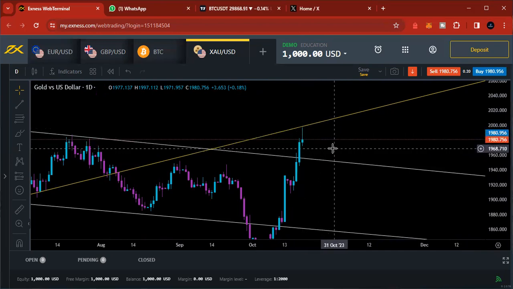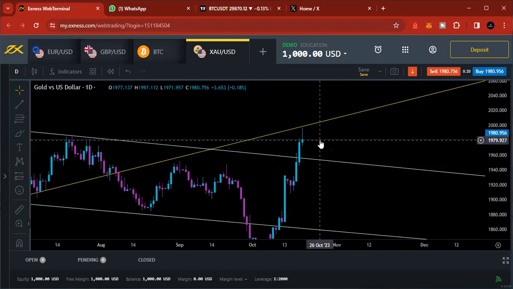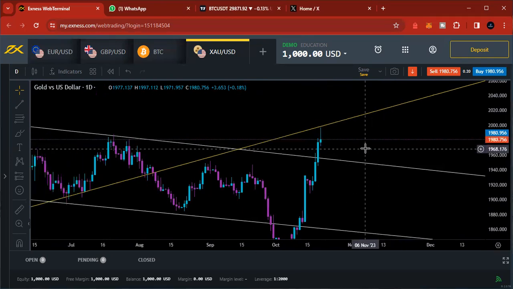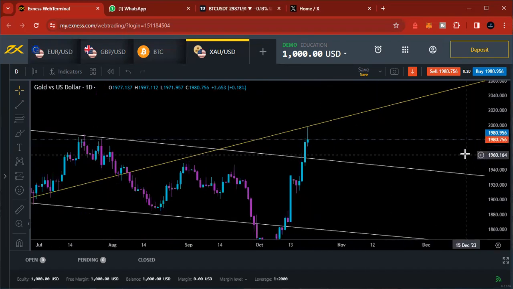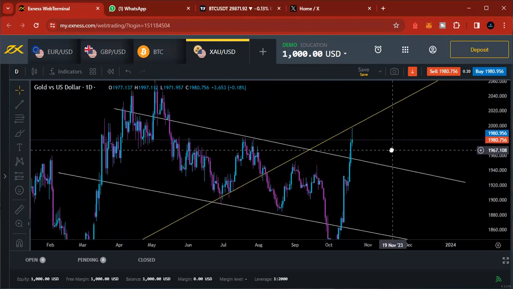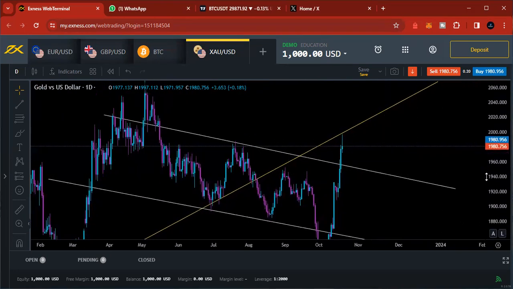It closed lower, right? Look at where it closed. So something is actually quite interesting here. For me to trade this thing, I would want to see how this daily chart closes, this daily time frame, this daily candle. I need to see how it closes.